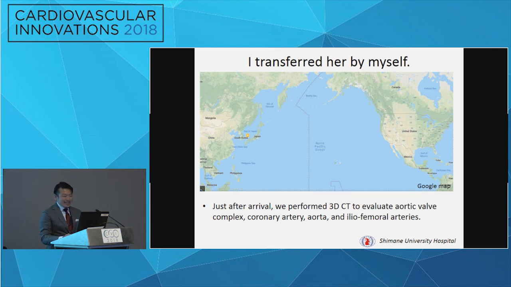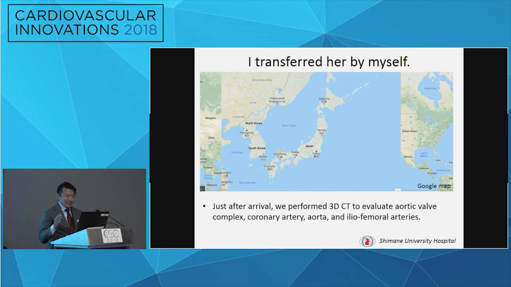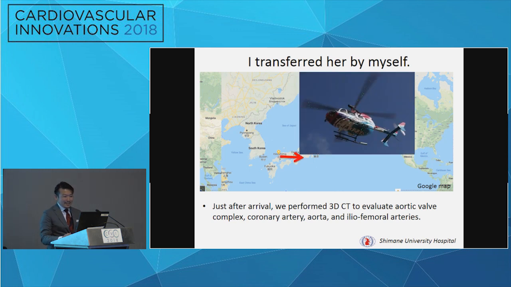Japan is a small country, smaller than California state, but there are many mountains and the roads are very small. So if I transfer her by ambulance, it takes 8 hours. But using a helicopter, it is only 90 minutes.